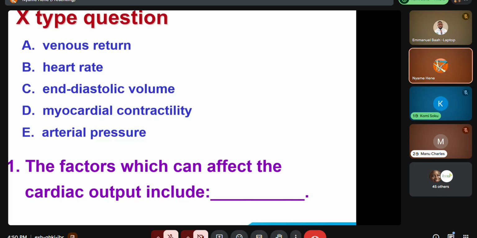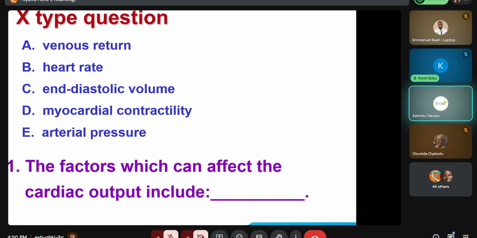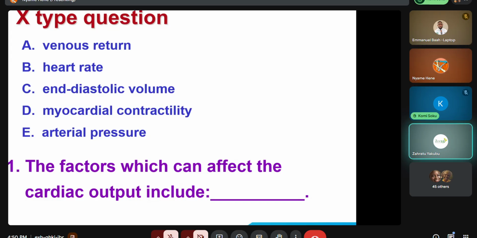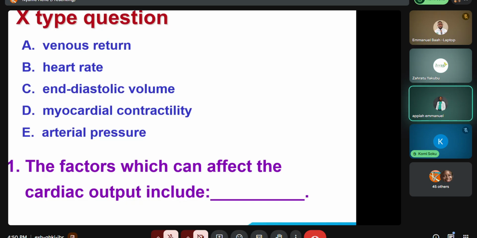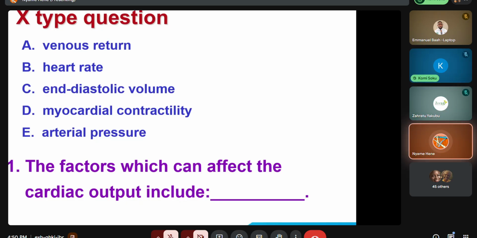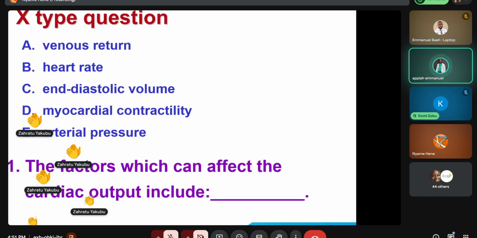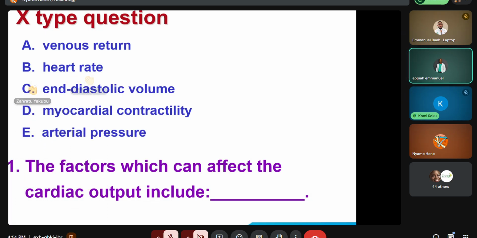Any other person? Sir, I think it's B, C, and E. So you are not adding D to it. Sir, I think it's only A. A is the one which is not part of it. All the rest are part of it. You explain yourself. Okay, the reason why I didn't add A is that venous return is the blood flowing back to the heart. But we are looking at the factors which can affect the cardiac output.